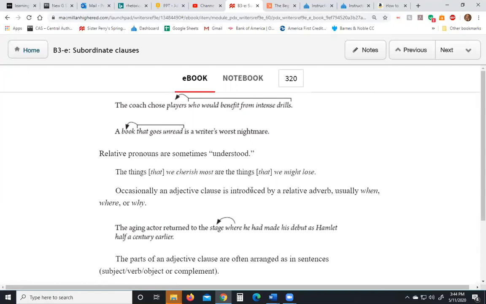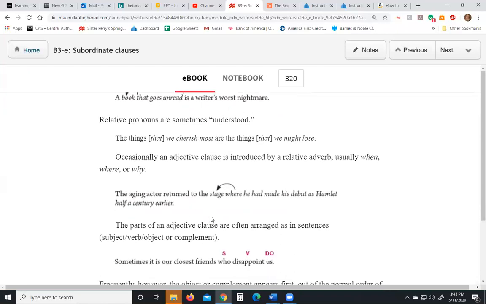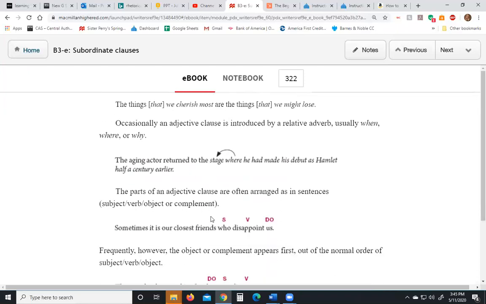Relative pronouns are sometimes understood. The things we cherish most are the things we might lose. So that is being removed. And the reason they would do that is just to kind of cut down on the wordiness. You could say the things that we cherish most are the things that we might lose. But the subject here is understood. It's kind of hidden. The only reason we get rid of them is for clarity and for conciseness. And occasionally an adjective clause is introduced by a relative adverb, like when or where or why.